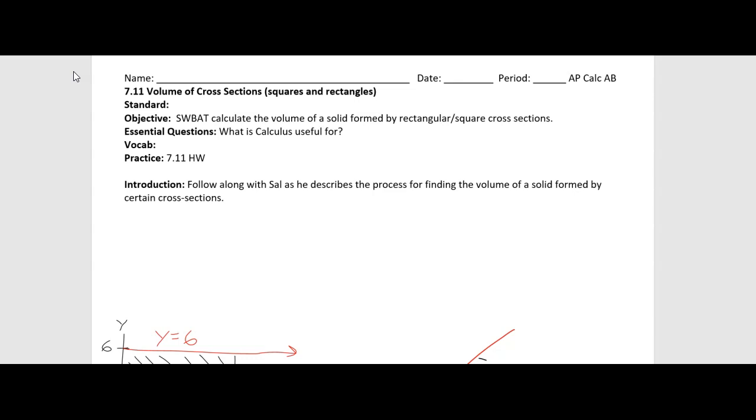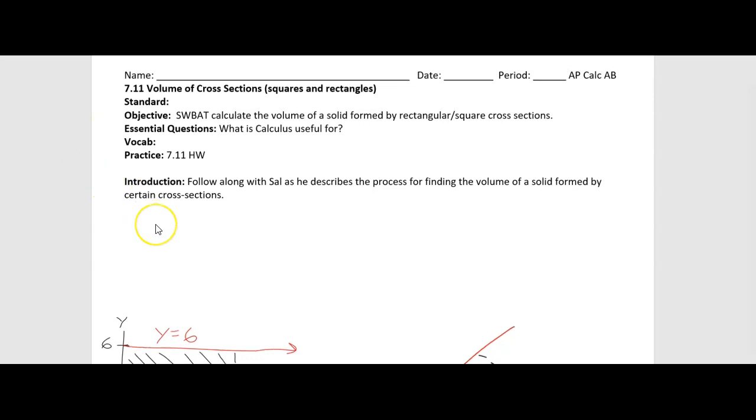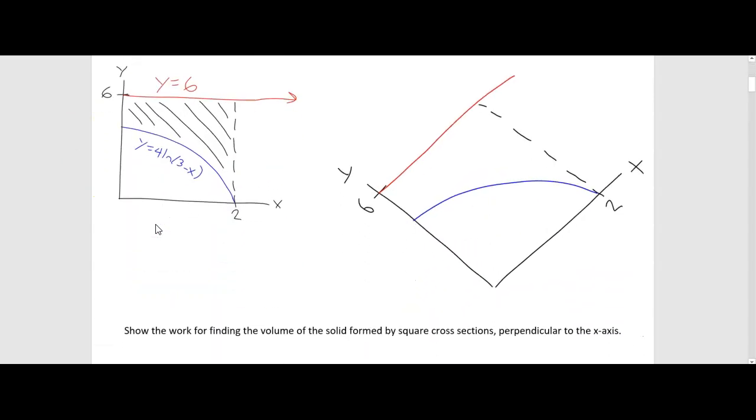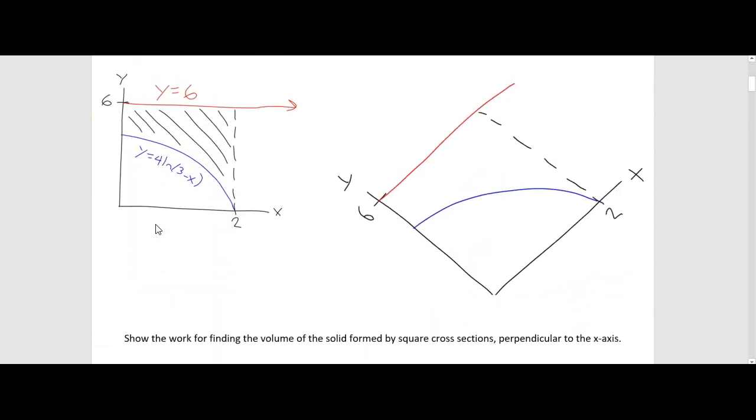Today we're going to start talking about how to use integrals to calculate volume. Up until this point, we've used integrals to calculate area underneath a curve, area between two curves. Today we begin our three-dimensional journey. So let's just look at this problem that we're given, then we'll talk through it.